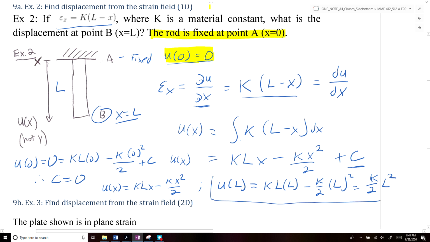That's our answer, and that concludes our problem. So for a 1D system, if we're given the strain as a function of a variable, we just have to do a simple integral and plug in the boundary condition to solve for the integration constant. Once we have that, we can solve for the displacement at any point along the rod.